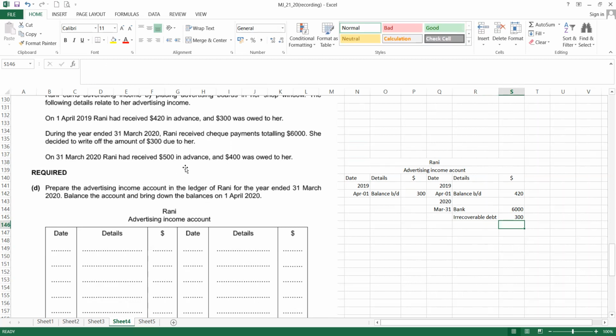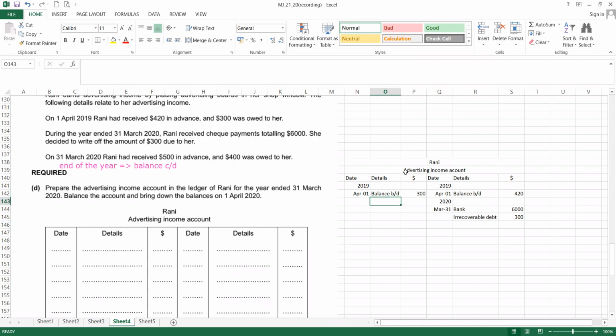On 31st March 2020, Rani has received 5,000 in advance. Year end in advance is a balance carried out. So this is the end of the year, balance carried out. Okay, take notes for it. When at the end of the year there is a balance carried out, received in advance, it will be sitting here. But we cannot put it here, we leave one empty row.